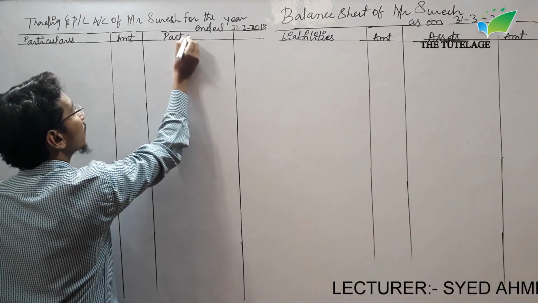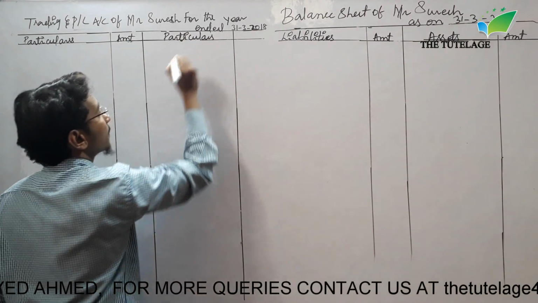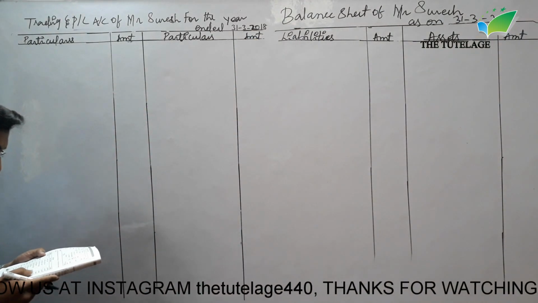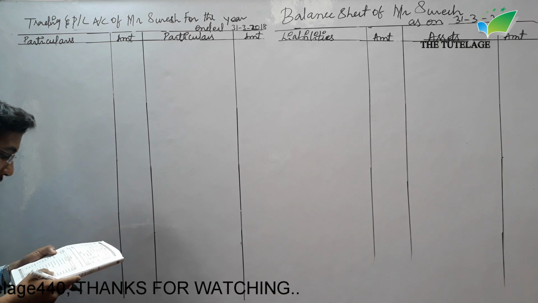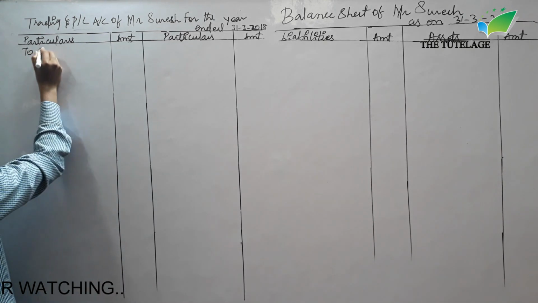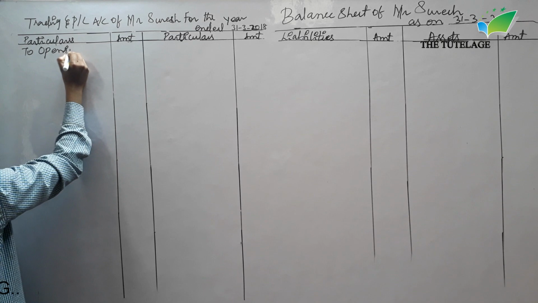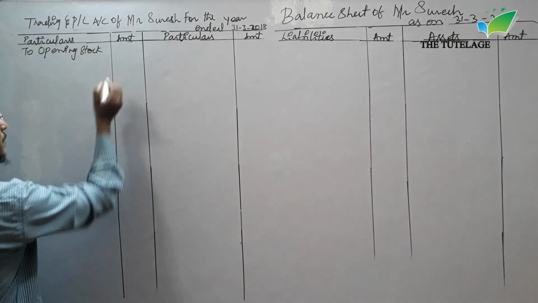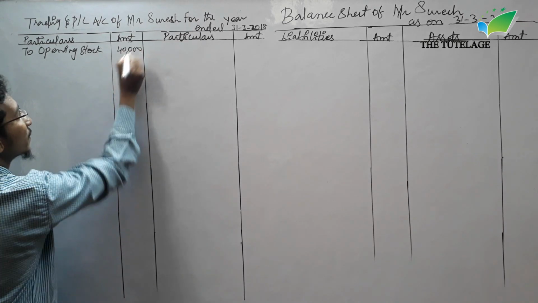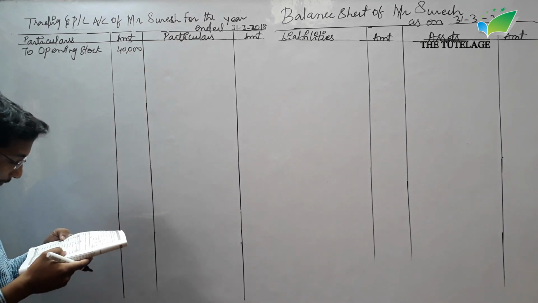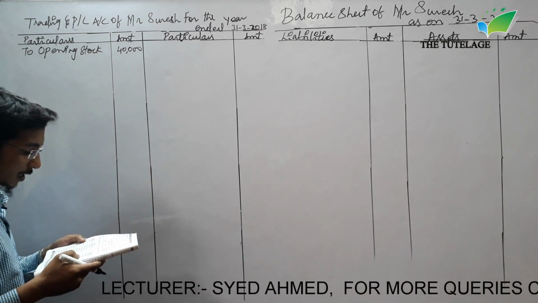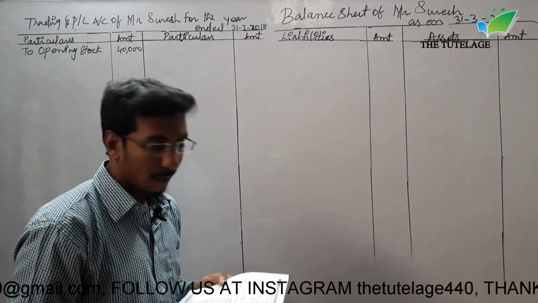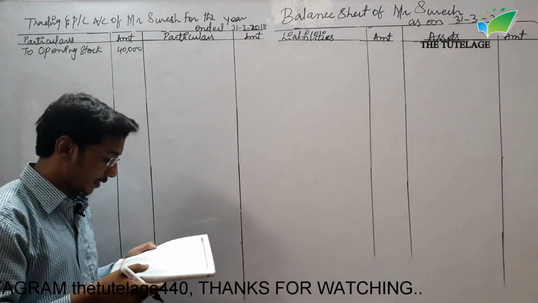amount. First, information on the debit side of the trial balance: opening stock. To opening stock, how much is it? 40,000. Next one, cash. Cash is an asset. We should record it on the balance sheet side. Bank is an asset. We should record it on the asset side.